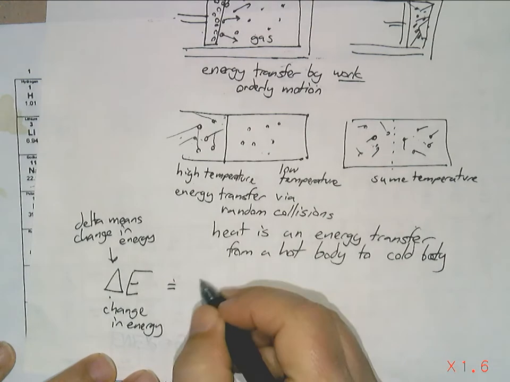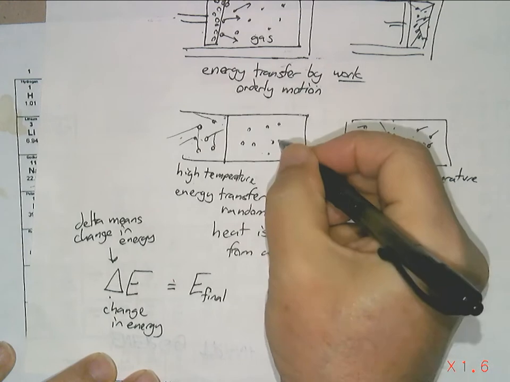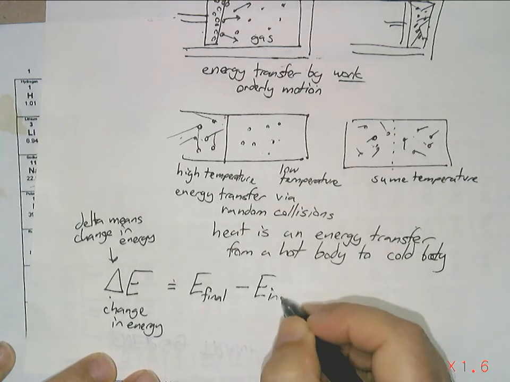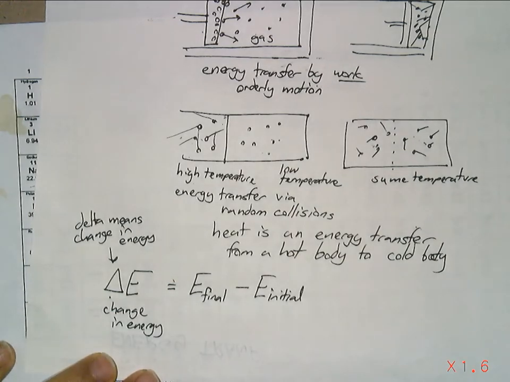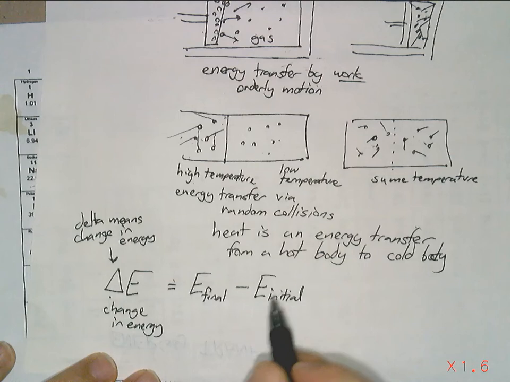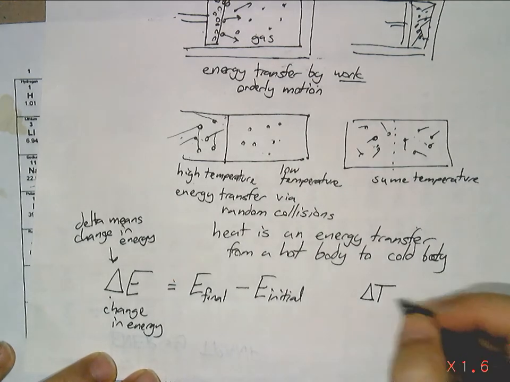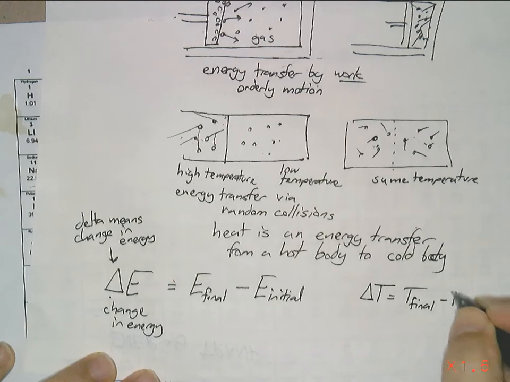Here's what the delta means. If you take the final energy of the gas in the right chamber minus the initial energy, when I write delta E, that is an abbreviation for the final energy minus the initial energy. And we're going to use this a lot. We're going to use it for temperature changes. Delta T is a temperature change, and that means the final temperature minus the initial temperature.